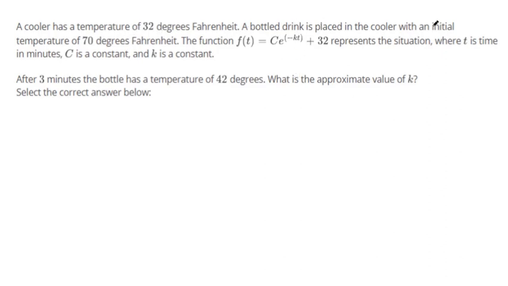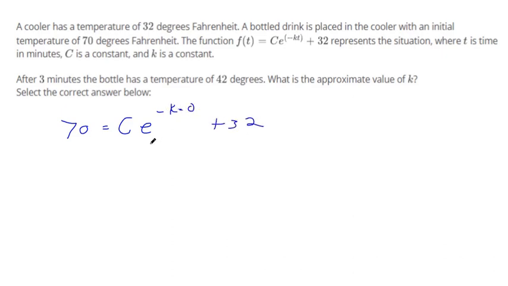And right here it says the initial temperature. That means T equals 0. The initial temperature is 70 degrees. So let's try plugging that in. This is the temperature. 70 goes in for the degrees. We don't know what C is yet. We don't know what K is, but I'm going to be multiplying it by 0, so that's nice.